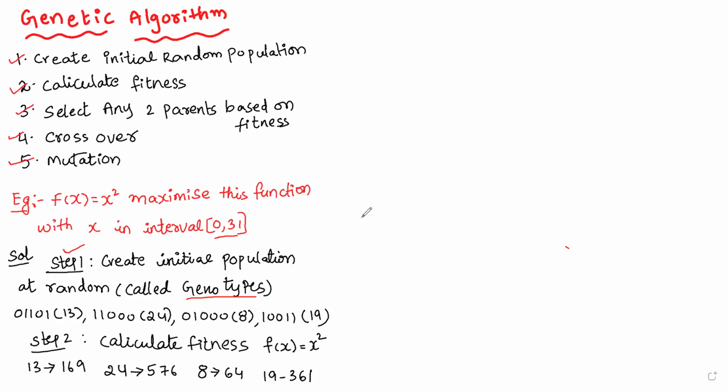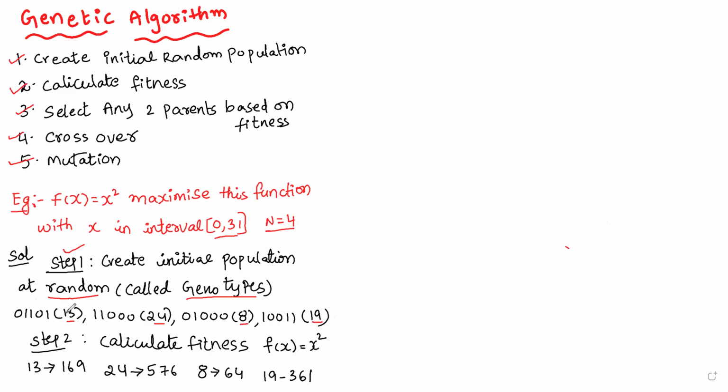What is the meaning of n? We are going to have 4 values, that is n = 4. They mentioned clearly to create the initial population at random, so randomly I selected 4 values. The values are 13, 24, 8, 19.